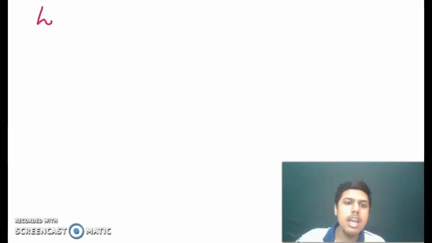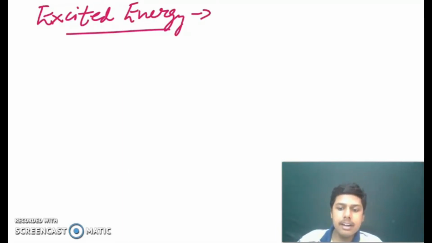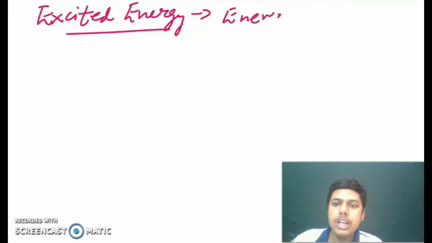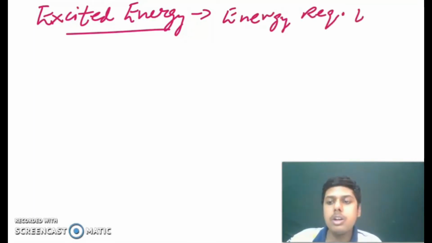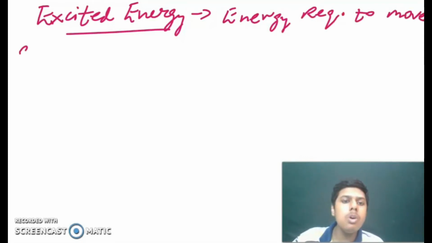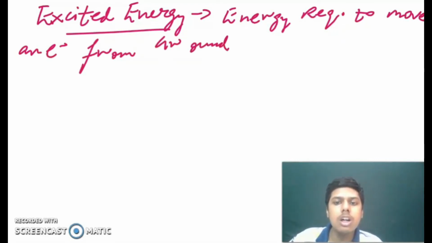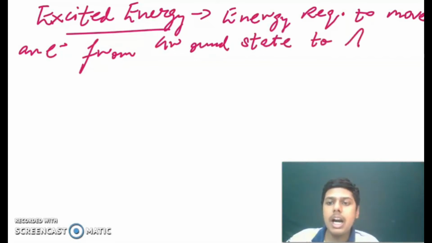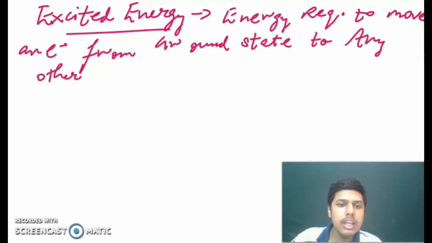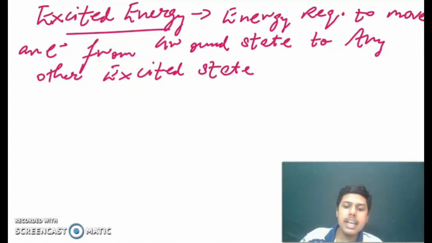Now, after ionization energy and ionization potential, we have another one, that is excitation energy. What is excitation energy? This is important, let me write the definition. Energy required to move an electron from the ground state of the atom to any other excited state of the atom is called the excitation energy of that state.